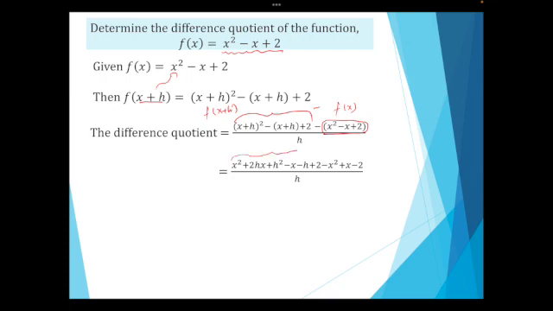Expanding, we will have f of x plus h minus f of x. What we can do is eliminate: x squared minus x squared equals 0, minus x plus x is 0, plus 2 minus 2 is 0. So therefore, we have 2hx plus h squared minus h, over h. Can we simplify this further? Of course you can. What you need to do is factorize the numerator, and therefore the difference quotient for this function is 2x plus h minus 1.